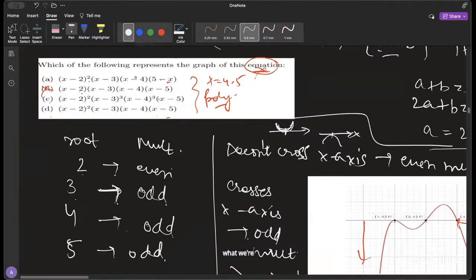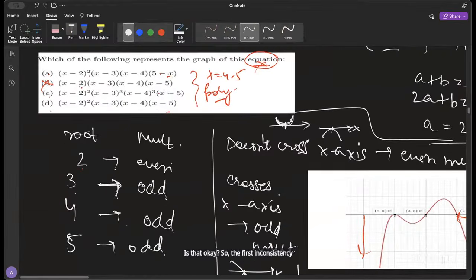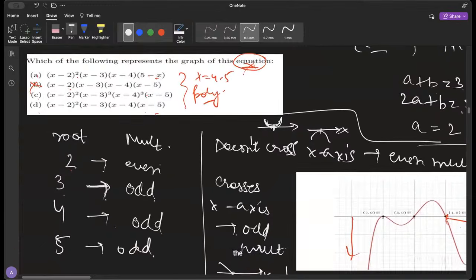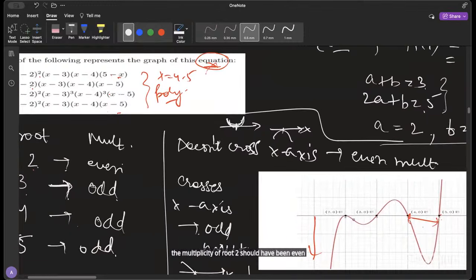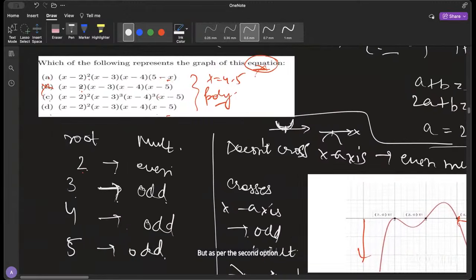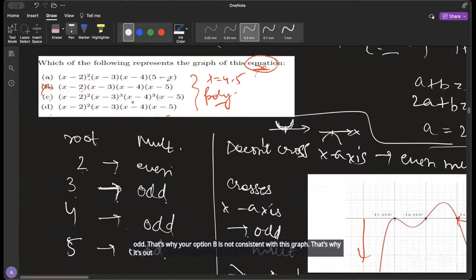What we're trying to do here is eliminate these options to see which one is not consistent with the graph. The first inconsistency we noticed is that, as per this graph, the multiplicity of root 2 should be even because it bounces back here. But as per this second option, the multiplicity of 2 is odd. That's why option B is not consistent with this graph. That's why it's out first. Then we look at the other options.